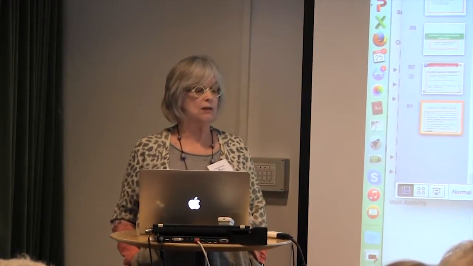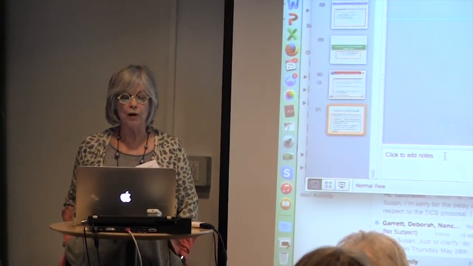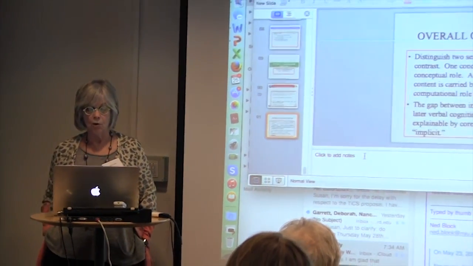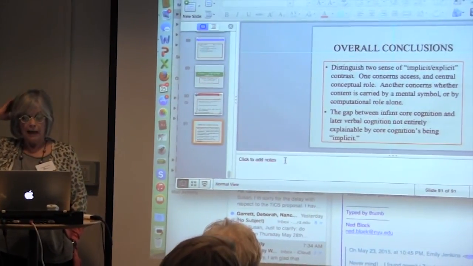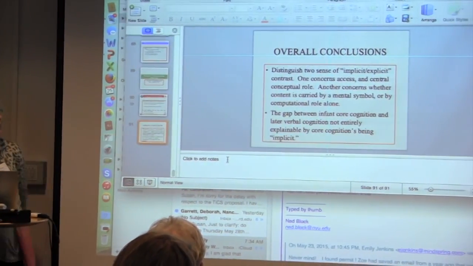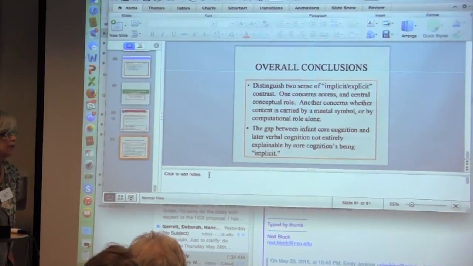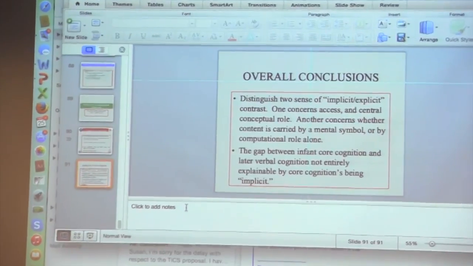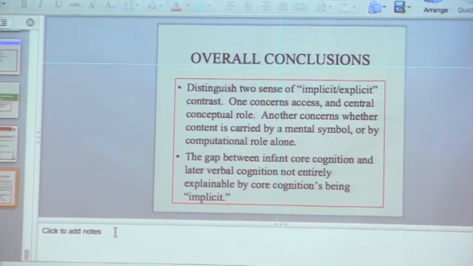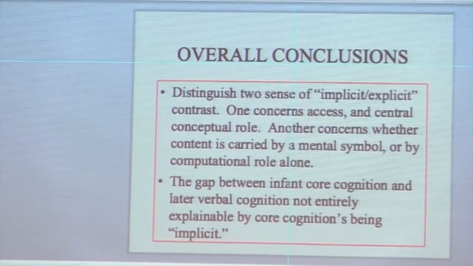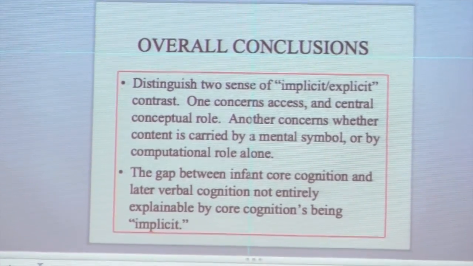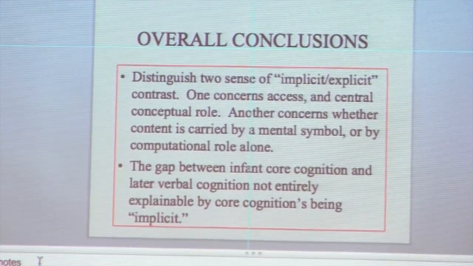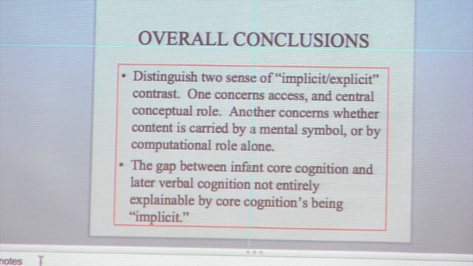I distinguish two senses of implicit and explicit. One concerns access and central conceptual role. Another concerns whether the content is carried by a mental symbol or by a computational role as well. And I argued that the gap between infant core cognition and later verbal cognition is not entirely explainable by core cognitions being implicit. And I question the idea that logic is part of basic cognitive architecture in the sense of easily diagnosable in non-linguistic thought.